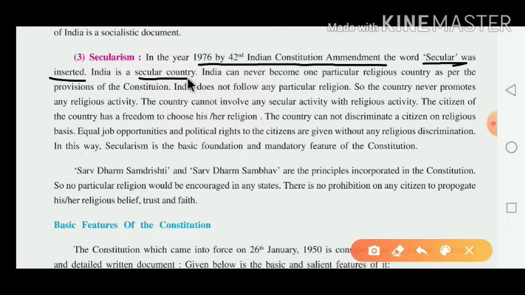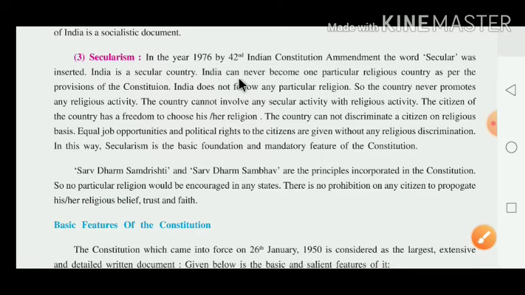It means people of all kinds of religion are living in India. Take the example of Hindu, Muslim, Sikh, Christian, Islam. India is a secular nation, and that's why we may also say that there is unity in diversity in India. India can never become a one-particular-religion country as per the provision of our Indian Constitution.